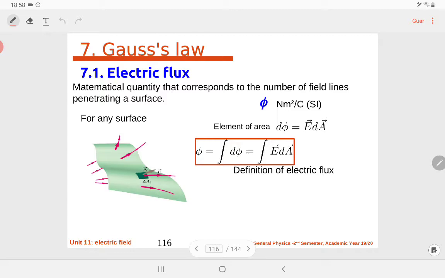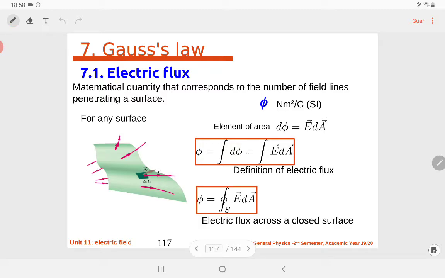However, the interesting thing for Gauss's law is not any surface, but a closed surface. This is a surface that separates the world into inside and outside. To clarify this, we will use as a notation this circle across the integral sign, and S is just this closed surface across which we are calculating the electric flux.